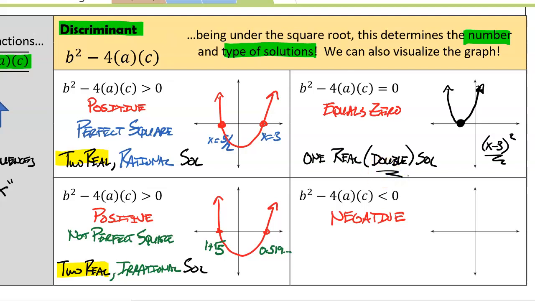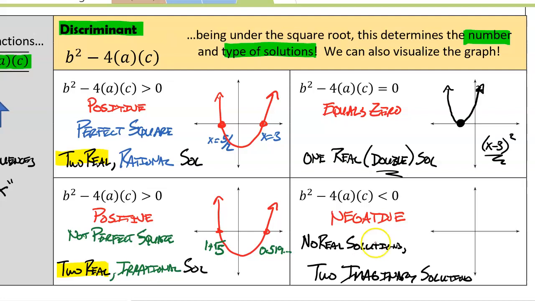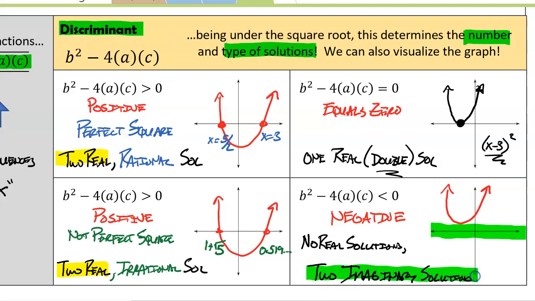And if it's negative, it means that we're going to get no real solutions, meaning my graph is never going to cross the x-axis. But we know that since it doesn't cross the x-axis, no real solutions, it actually means that we're going to have 2 imaginary solutions instead. Okay, so we should get some type of answer that has an i involved in it. This is very, very important as we start our problem.